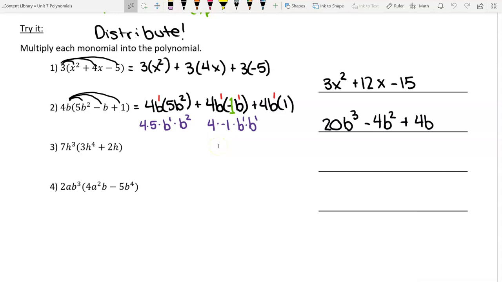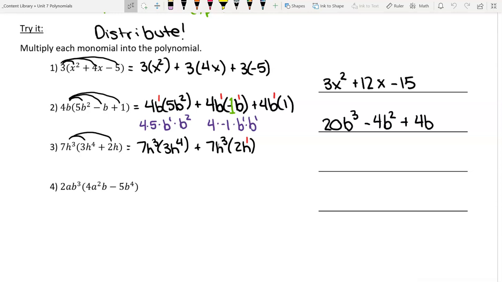All right, so here I'm going to start putting it up here. If you started getting the hang of it, hopefully you will get this answer. So 7h to the third has to go with each part. So 7h to the third goes with 3h to the fourth, plus 7h to the third goes to the 2h. And I am going to put my 1 in with this h, just so I know, okay?